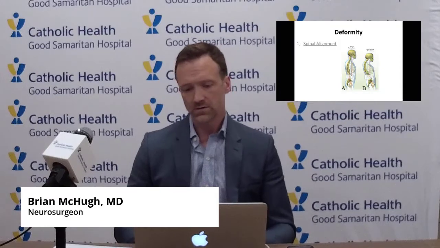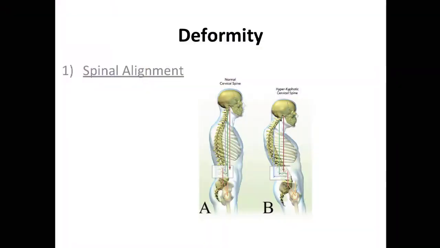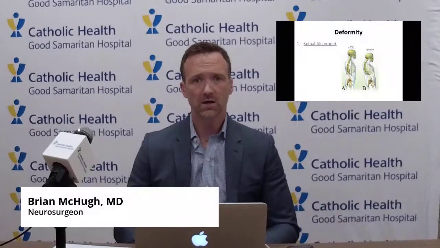If you look at the left side here, that's a skeleton with normal alignment in panel A, and then panel B is a patient with a neck that just angles far too forward. As a way to compensate for that, this patient is really leaning back to keep his or her gaze looking forward and walking in an upright position, but that generates a lot of back pain.